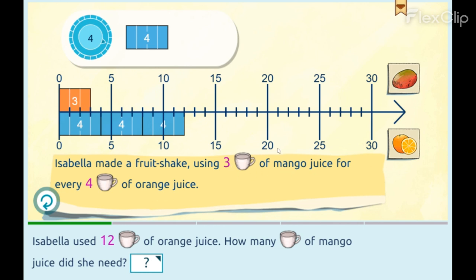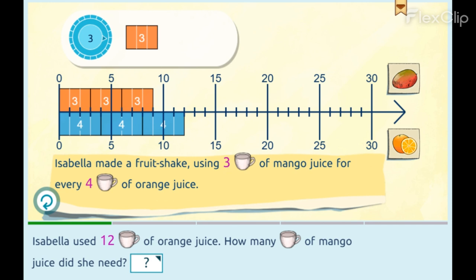of mango juice. She also needs to use it 3 times because the ratio needs to stay 4 to 3, 4 to 3, 4 to 3. If we use 4 three times, then we have to use 3 three times as well because everything needs to be balanced. Altogether, she used 12 cups of orange juice, which means she multiplied 4 cups by 3, and then she needs to multiply mango juice by 3 as well.